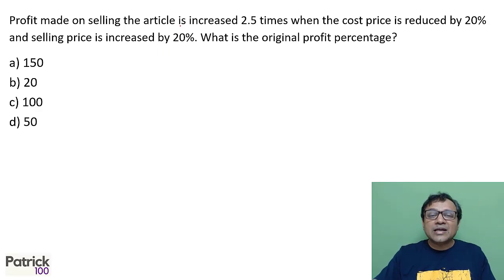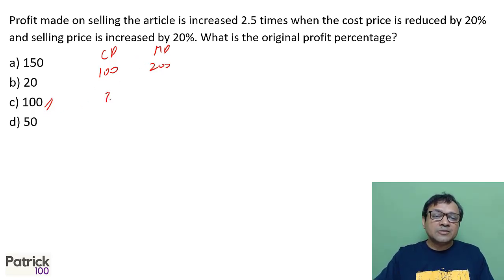Profit made by selling an article increased by 2.5 times when cost price is reduced by 20% and selling price increased by 20%. What is the original profit percentage? Make sure to use the options. When you use the options, start with the middle one, which is easy to calculate. Let me take 100%. So my cost price is 100, my mark price is 200 because 100% original profit.